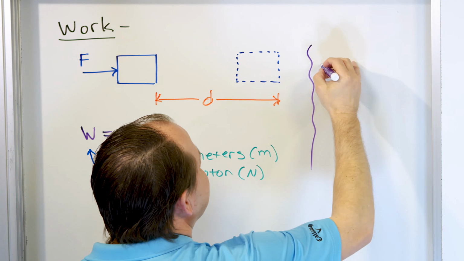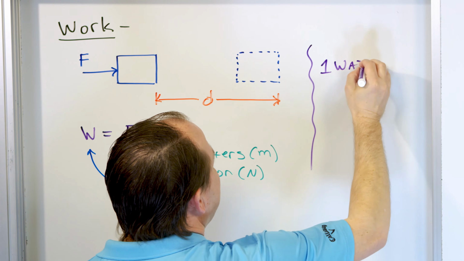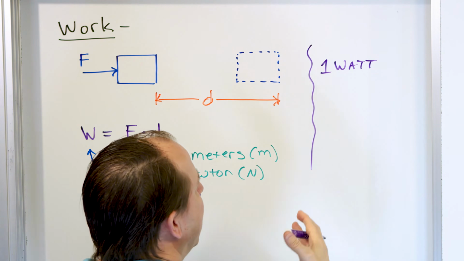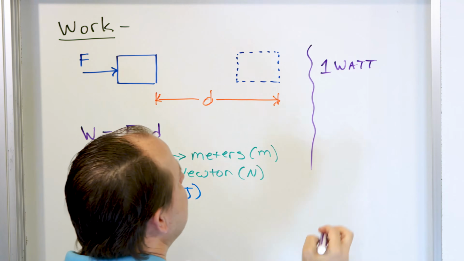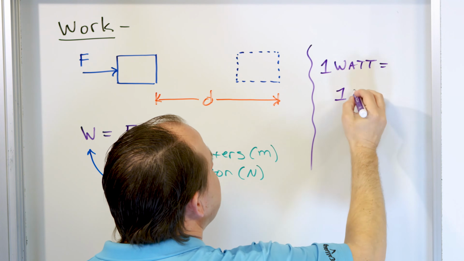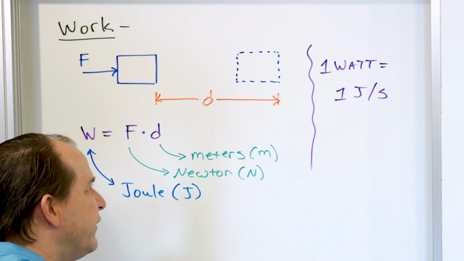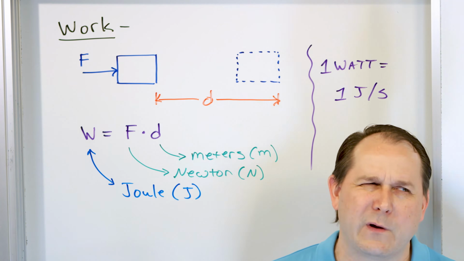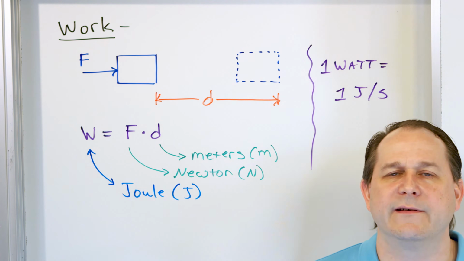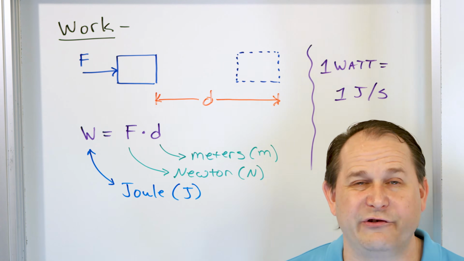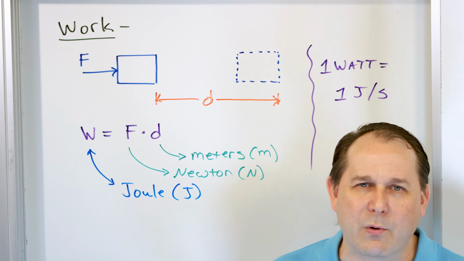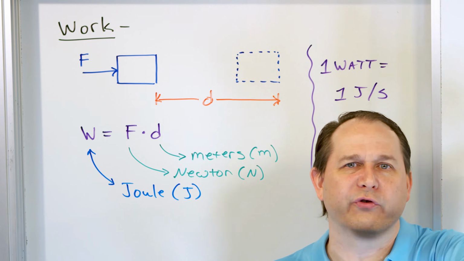You may have heard of a watt, right? A 60-watt light bulb, a 120-watt light bulb, something like that. A watt is equal to 1 joule per second. So you see, the watts that you've heard of throughout your life, like this many watts, that many watts, that is actually not a unit of energy, it's a unit of power. Power is energy flow. It's joules per second.